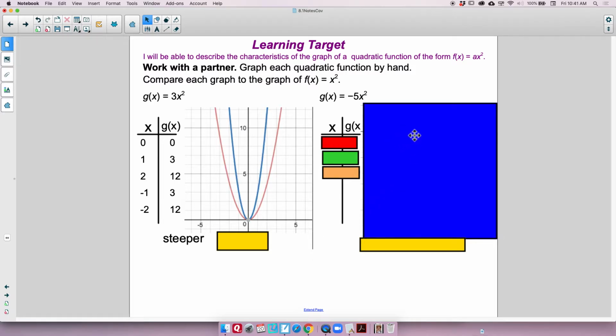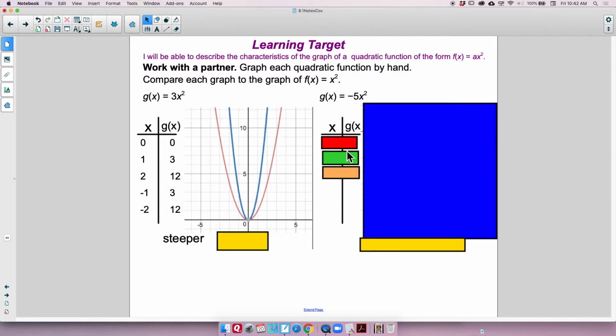Okay, so let's do the same thing for g of x equals negative 5x squared. Why don't you go ahead and try it? And you can pick any numbers to plug in for x, but you don't need to get real fancy about it. Just use numbers that are smaller and easy to use. So go ahead and try that.